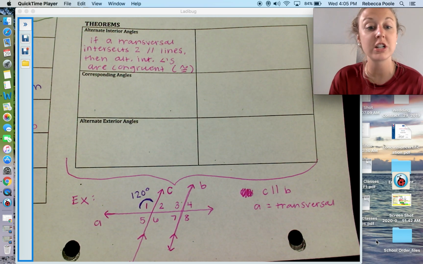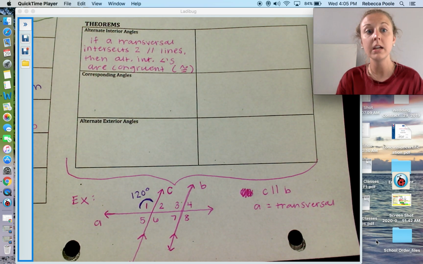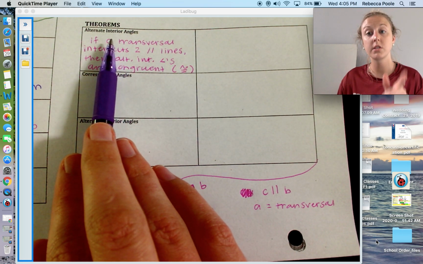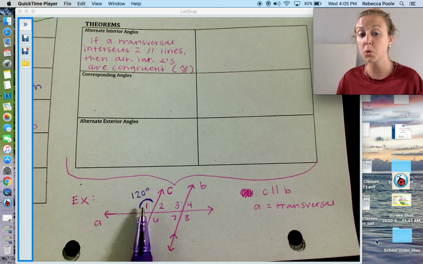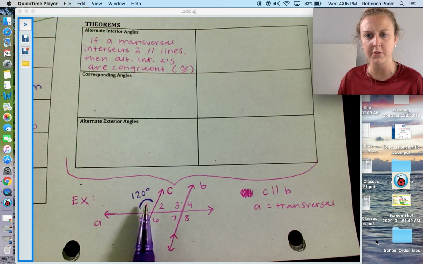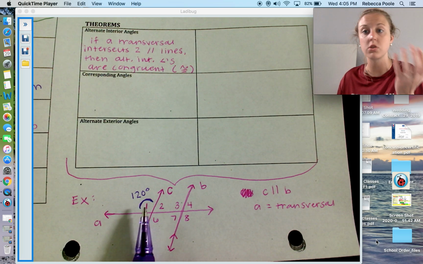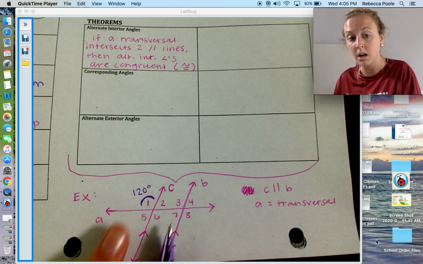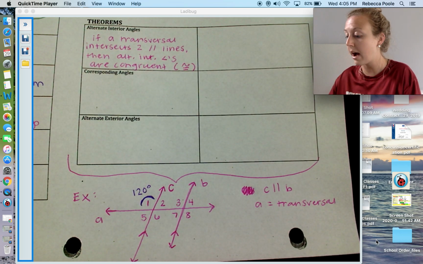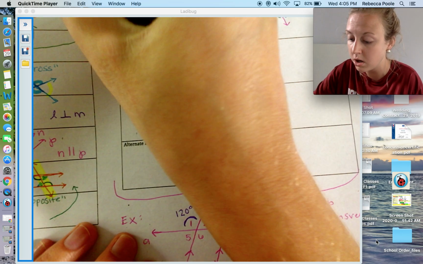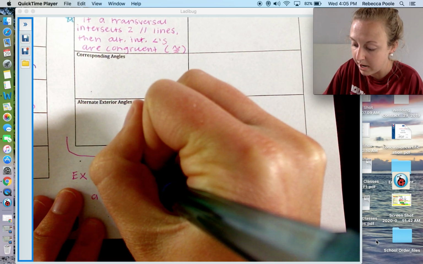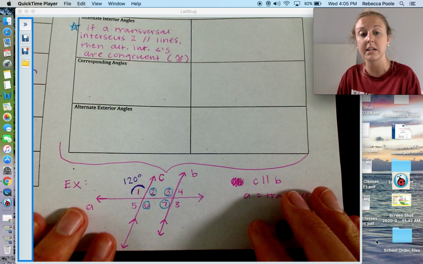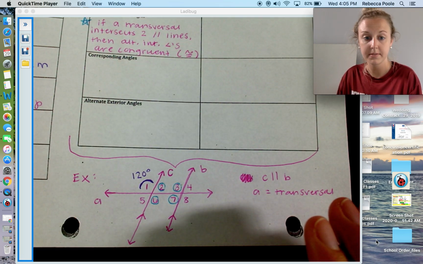Angle 1 is 120 degrees, okay? Well, this theorem says alternate interior angles should be congruent. So let's check this. 120 is not an interior angle, and if you're going, huh? Then you need to go back and look at your notes because you didn't understand those, okay? Interior angles are inside of the parallel lines. So I'm talking about, for this one, 2, 3, 6, and 7. Those are my interior angles, okay?